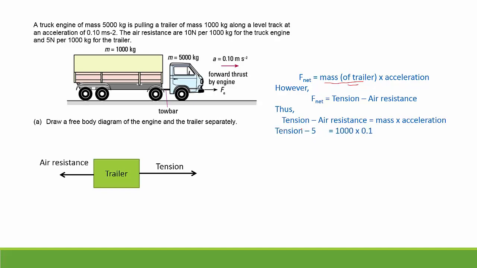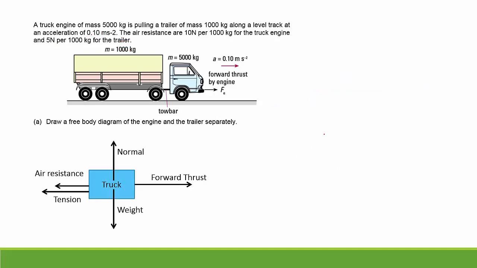And by substituting the known values, we know that air resistance is 5 because it's 5 Newton per 1000 kilo, and the mass is 1000, and the acceleration is 0.1. Okay, so everything fits into place. By solving for tension, you should be able to get 105 Newton.